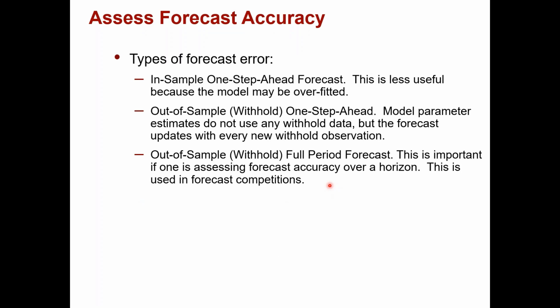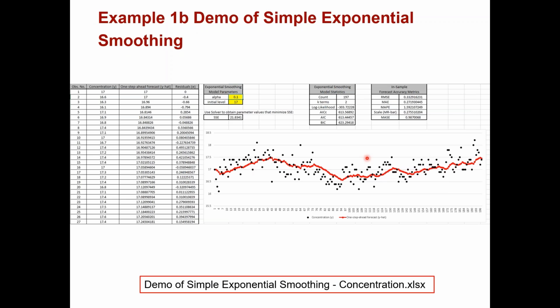The other thing about forecast accuracy is that we have in-sample 1 step ahead. This helps you in terms of building your model, showing what your within-sample forecast error is. But the errors that really are useful are the out-of-sample errors, where you withhold some data and don't use that in the model, and then you compute your forecast errors. So there's out-of-sample 1 step ahead and out-of-sample multi-step or full period forecast. Okay, and we'll be looking at these with some examples.